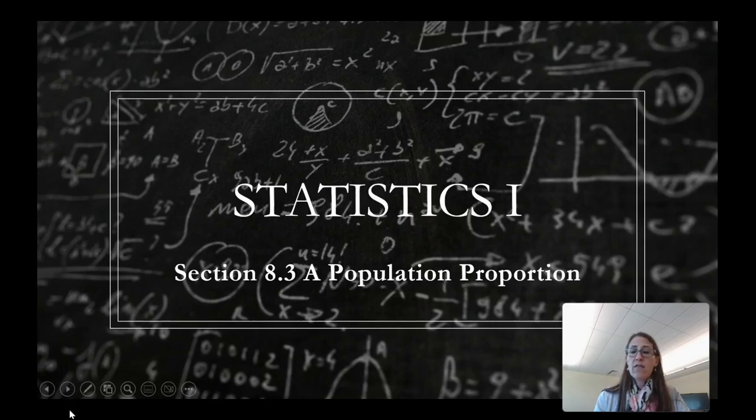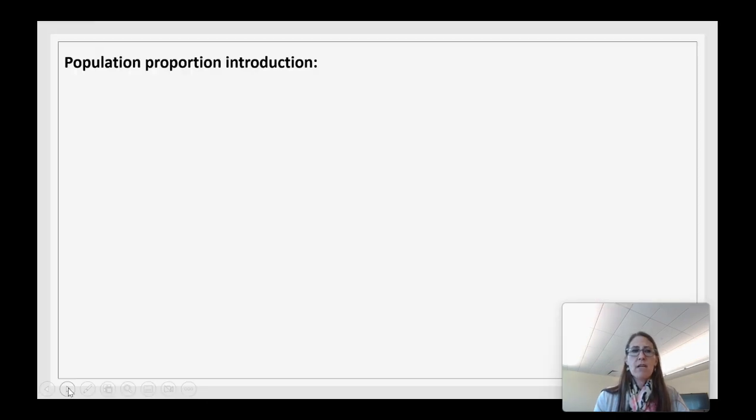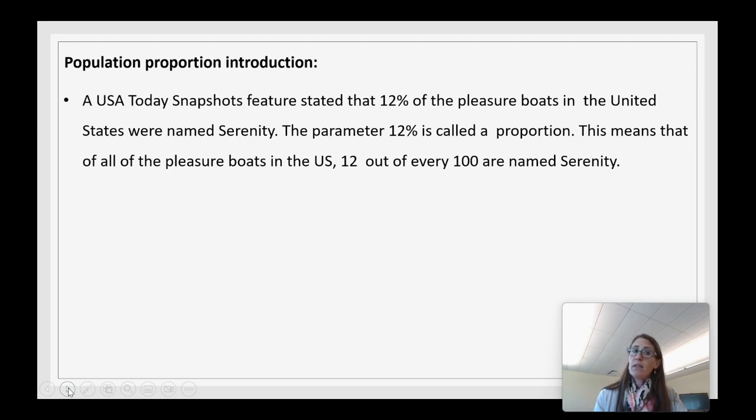This video is going to cover section 8.3 on a population proportion. It's really confidence intervals for population proportions. So, a USA Today snapshot feature stated that 12% of the pleasure boats in the United States were named Serenity.